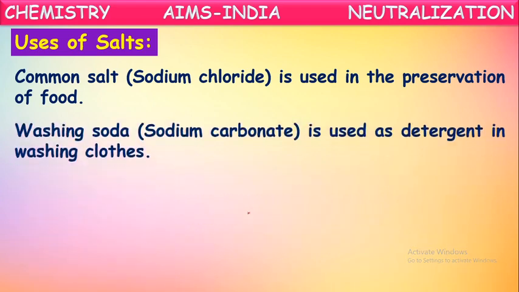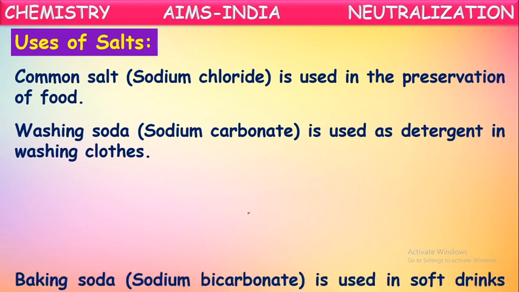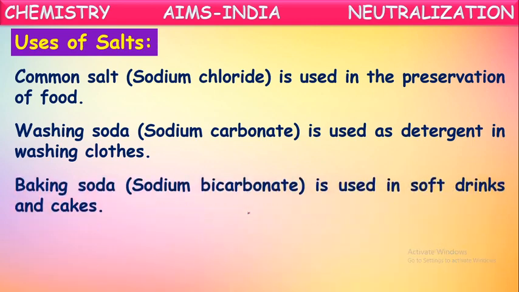Next one, washing soda, which is chemically sodium carbonate. Washing soda is one of the salts. It is used as a detergent in washing clothes. Washing powders majorly contain this washing soda. One more salt, baking soda, which is chemically sodium bicarbonate. It is used in soft drinks and cake preparation. Yes, this sodium bicarbonate is used in making cakes and these food items. So this is baking soda, one of the salts.